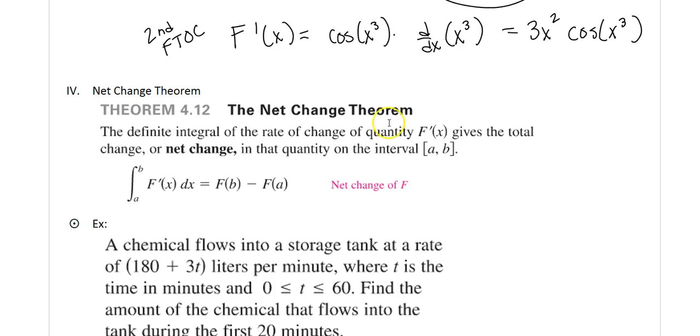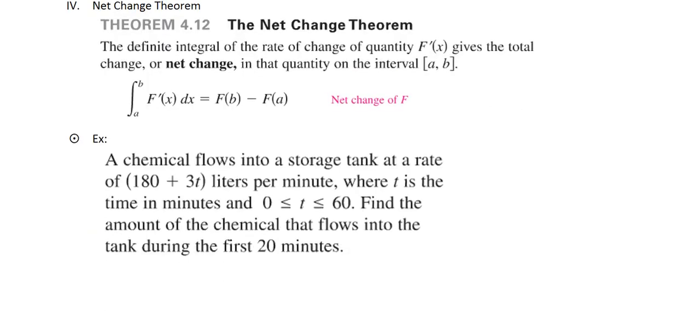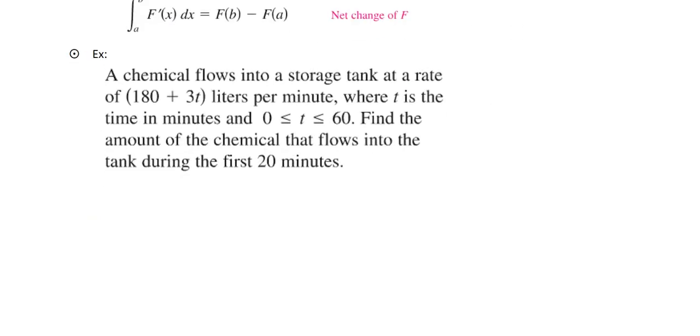So for example, we have a problem that says a chemical flows into a storage tank at a rate of 180 plus 3t liters per minute, where t is the time in minutes. So t is the time, and we know that t is between 0 and 60, so that means t is within that first hour. We want to find the amount of chemical that flows into the tank during the first 20 minutes.